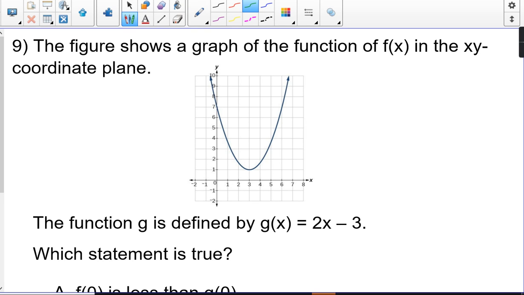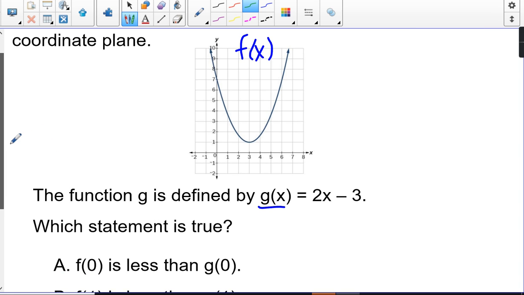The figure shows a graph of the function f of x in the xy coordinate plane. The function g is defined by g of x equals 2x minus 3. So here we're comparing f of x, which is on the graph, with g of x, which is an equation, a linear equation, and we're comparing it with a quadratic function.